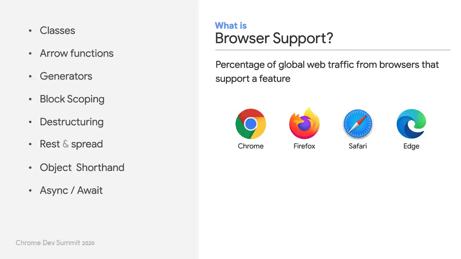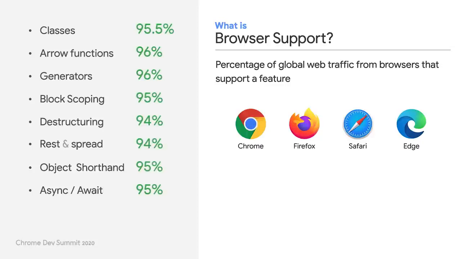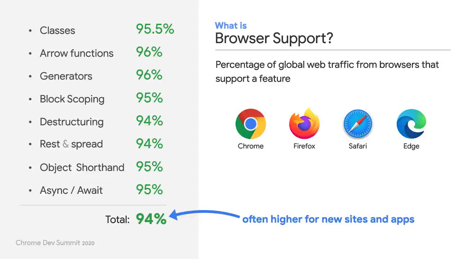We're using the term browser support quite often, and it's worth clarifying what that means. You can think of browser support as the percentage of global web traffic from browsers that support a given feature. To get a full picture of modern JavaScript browser support, we can take the lowest common denominator of the features we just saw, and we can see that all these features are supported in 94% of browser traffic. Now keep in mind, this is even higher for newer sites and apps. As an example, the total here would be 97% for visitors only from the US.